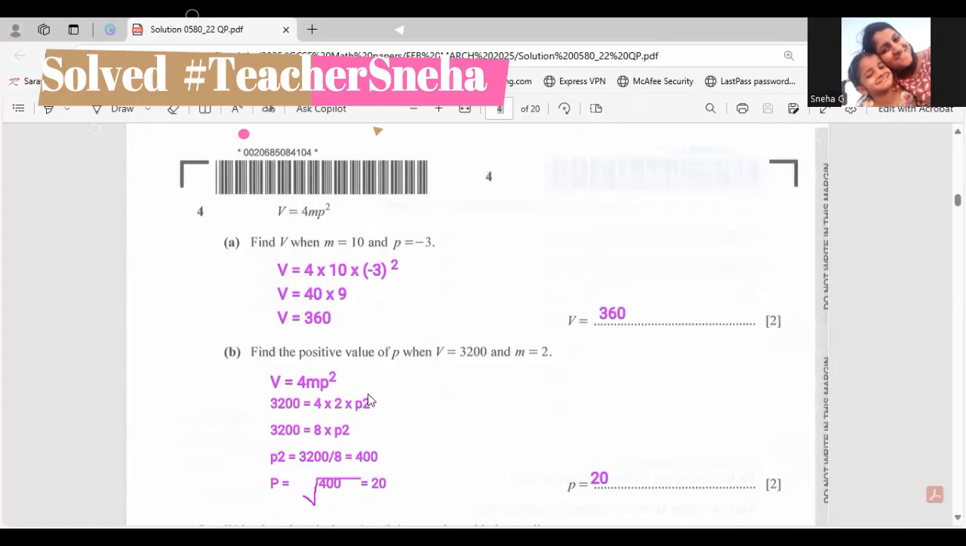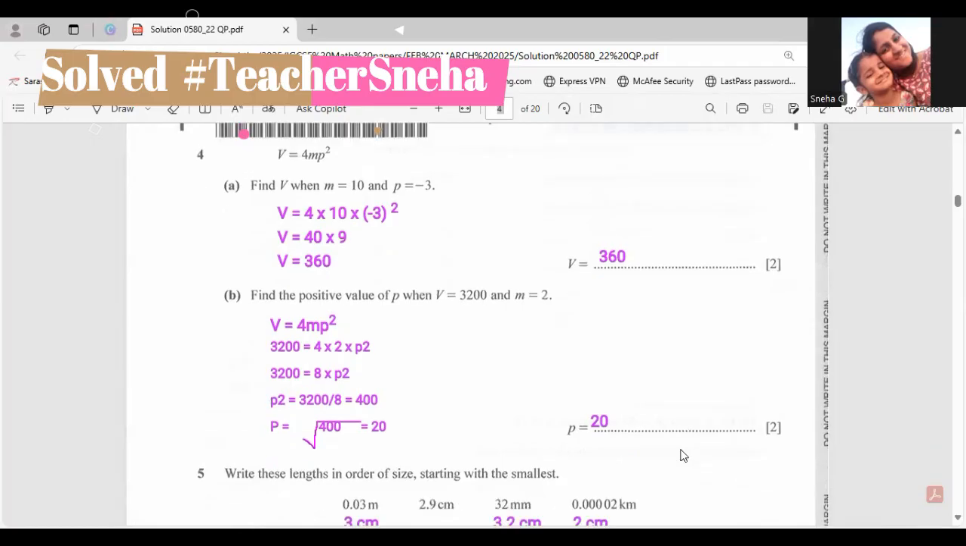The next question says we have to work out the value of P when V is given as 3200 and M as 2. So on substituting the value V as 3200, 4, M was given as 2 and P square, we will keep it as it is. After simplifying the values, we get it as p square is equal to 3200 divided by 8, which is 400. And on taking the square root of 400, the answer that we obtained is 20. So value of p is 20.